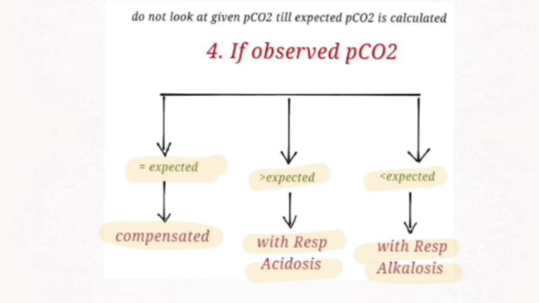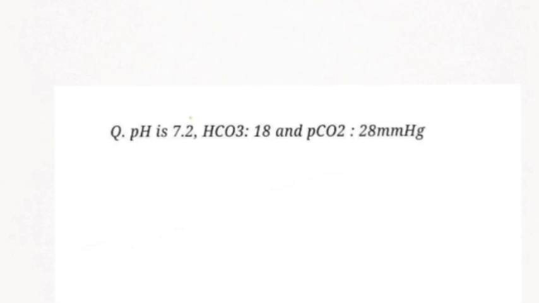Same way, if the observed PCO2 value is less than the expected PCO2 value, it means that it is inversely proportional to pH, so pH will be more, which means respiratory alkalosis. Now let us look at this question, which will help us revise what we have learned till now.